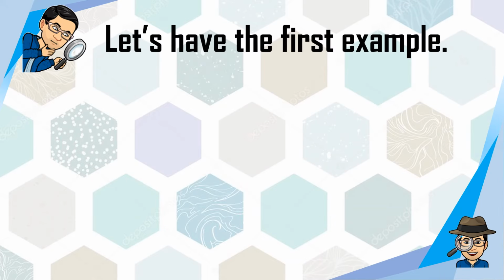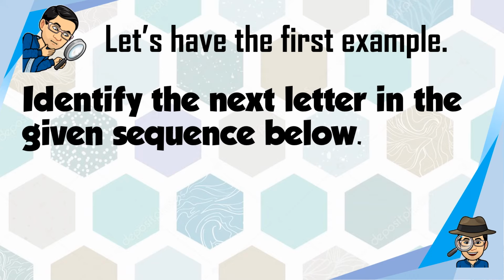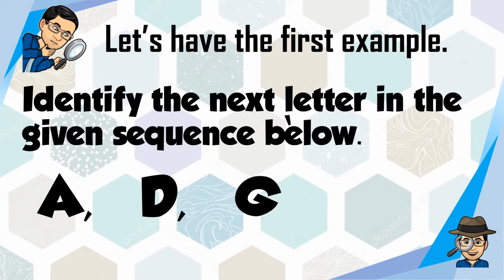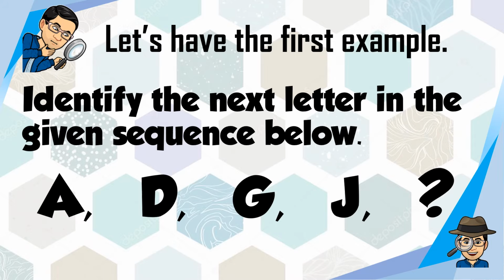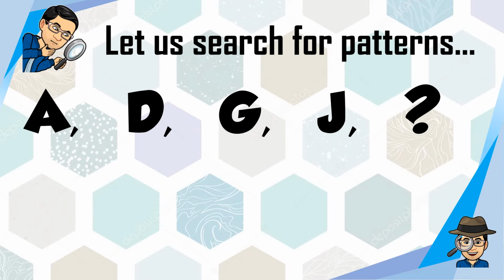Let's have the first example. Identify the next letter in the given sequence below. So we have letter A, D, G, J, and then yung question mark. So isang letter lang ang hinahanap natin. So let's study the patterns. So ilang letters ang nasa pagitan ng A tsaka D? So dalawa. And these are letter B and C.